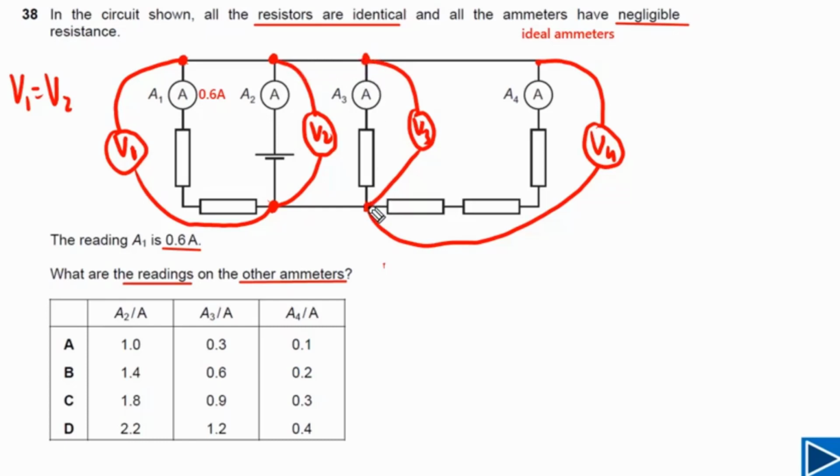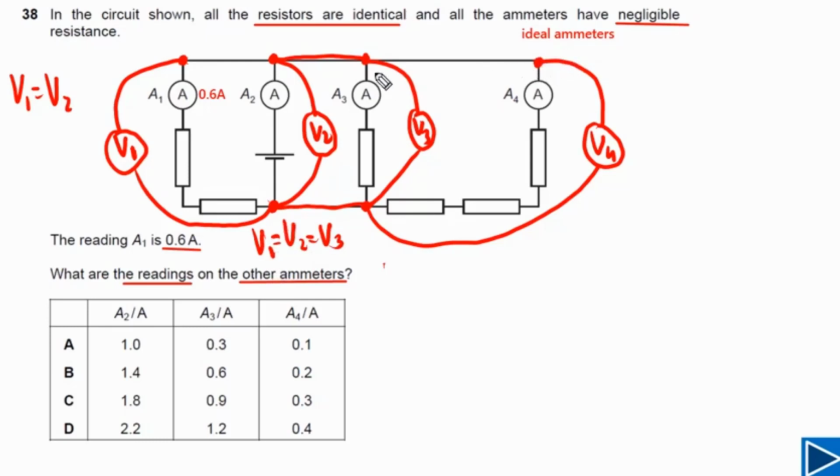And if we look at the second point, this point and this point, they're also at the same potential because there is one ideal wire between these two points. We can also connect like this. Let's say I connect this one to here, or I can extend this one to here. The result is the same. So it means that V2 is also equal to V3, and we can say it is also equal to V1. Now let's look at V4, the reading on voltmeter 4.